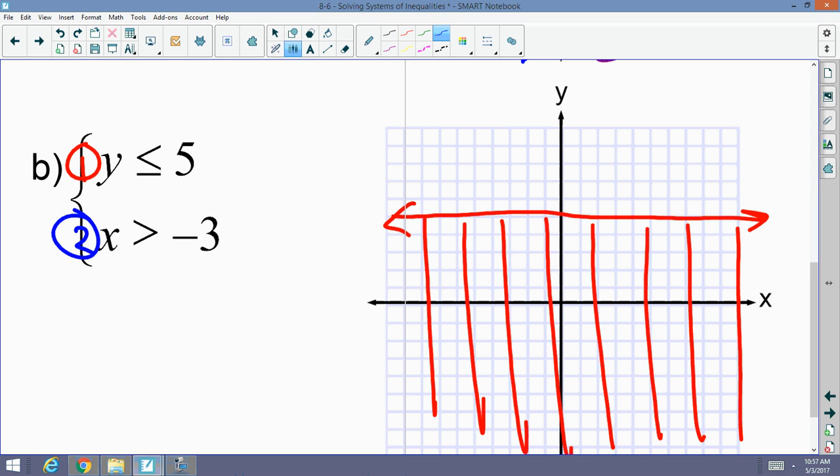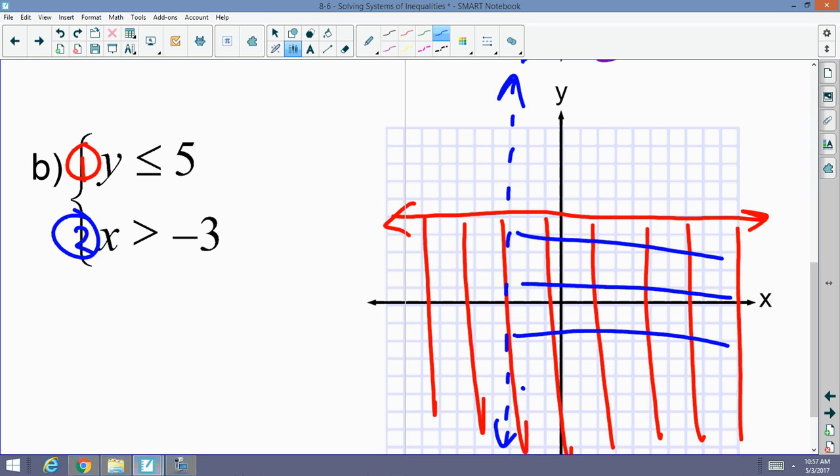Dashed. Thank you for that. Am I shading above or below? I mean, or to the left or to the right, rather. To the right.